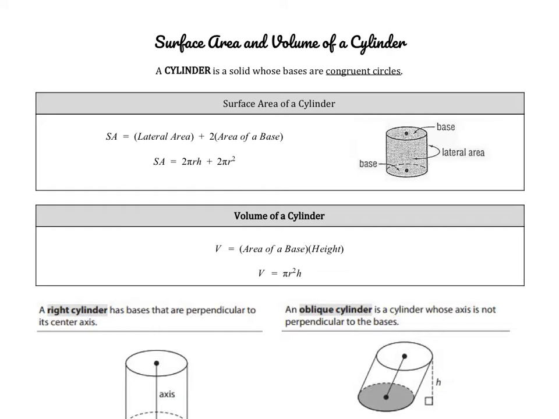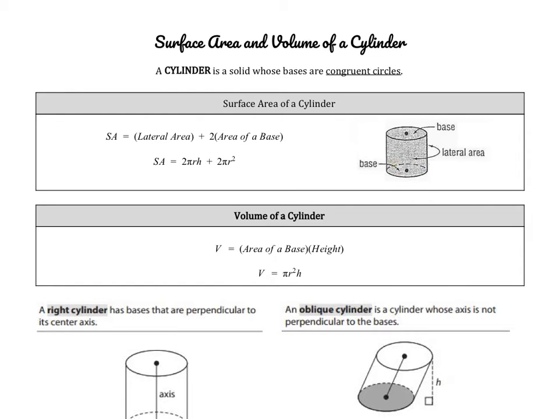To find the surface area of a cylinder, it's the same as finding the surface area of a prism, which we previously learned. All you have to do is find the lateral area, and then you add it to twice the area of the base, because the surface area is the area of everything on the outside of your three-dimensional figure. So for this case, the way you find the lateral area, remember, it's the perimeter of your base times the height.